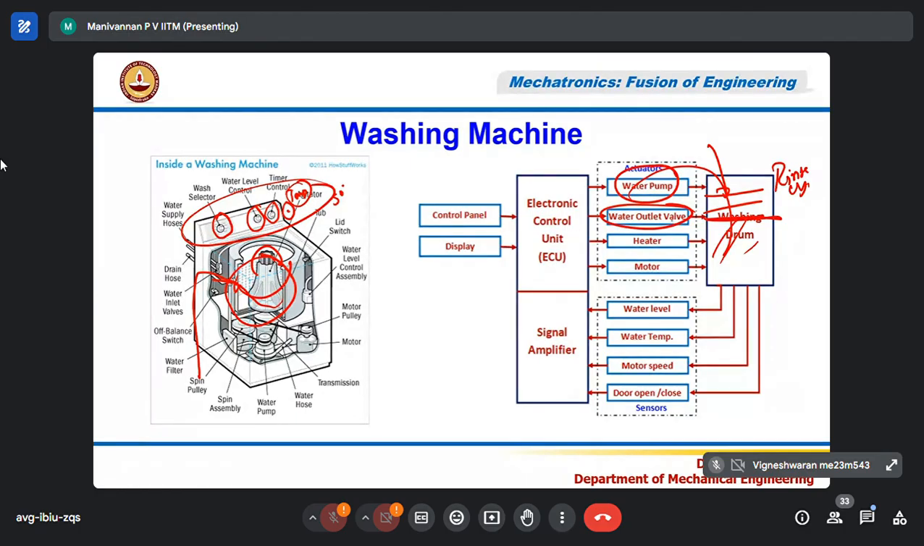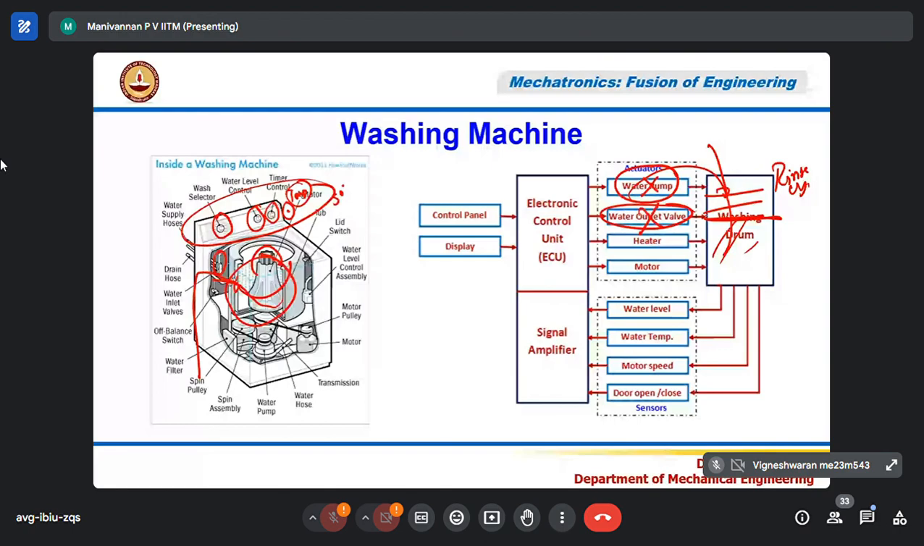Again, the outlet valve will be closed. The pump will be stopped. No water comes in, and the inlet valve is also closed. Okay, water is filled, and now one more fill only.